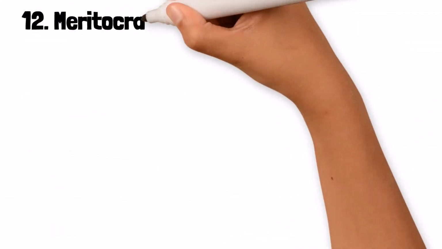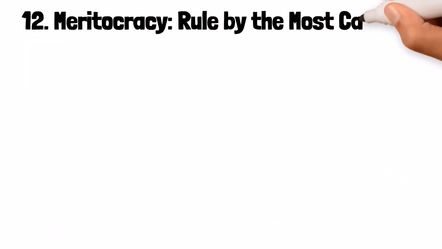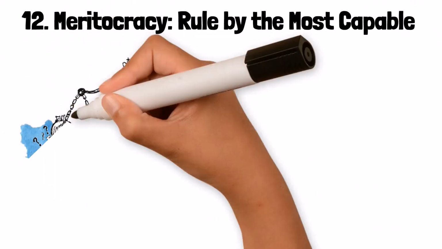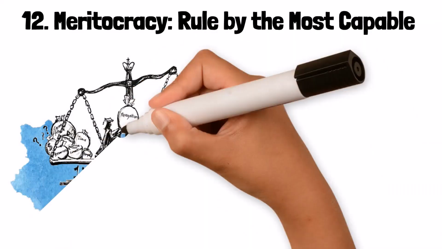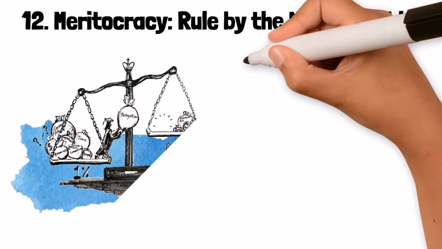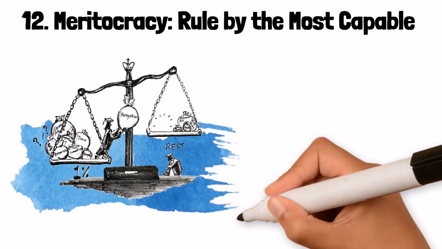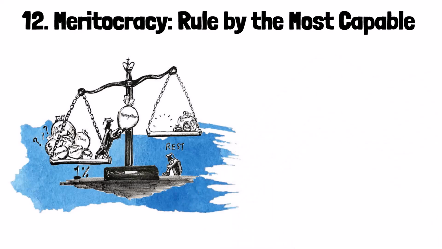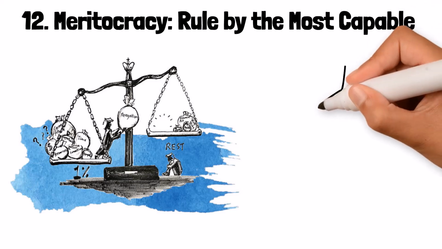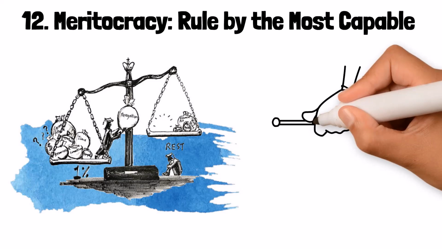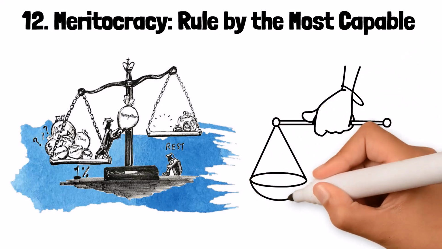12. Meritocracy. Rule by the most capable. Meritocracy is a system of government or organization where individuals are selected for leadership and positions of authority based on their abilities, achievements, and merits, rather than on wealth, social status, or political connections. In a meritocratic society, education, skills, and performance are the primary criteria for advancement.